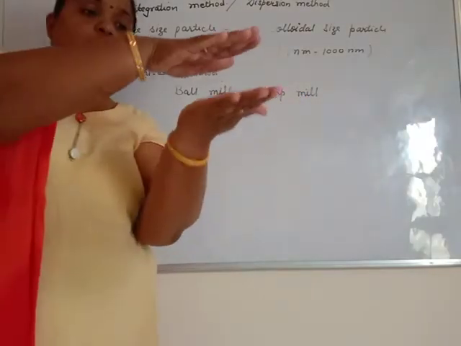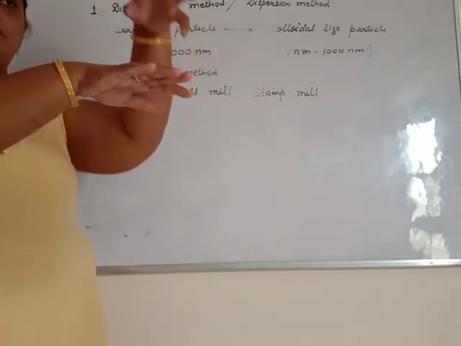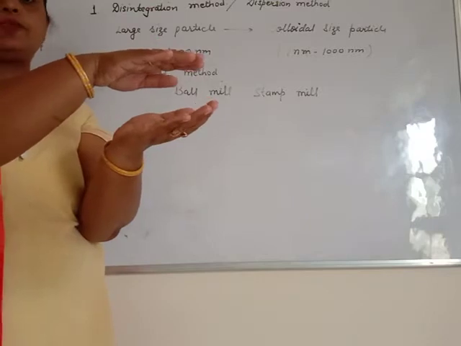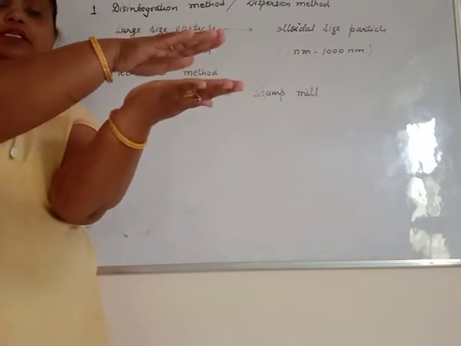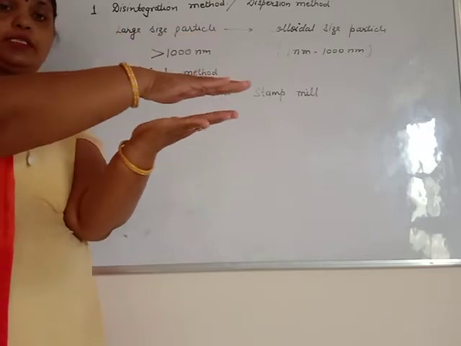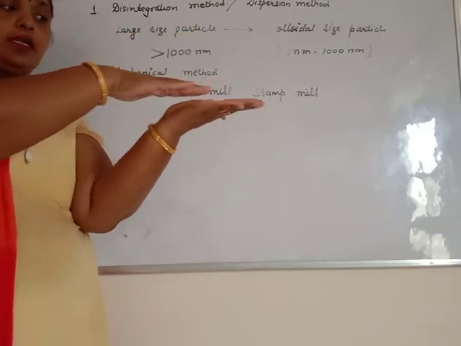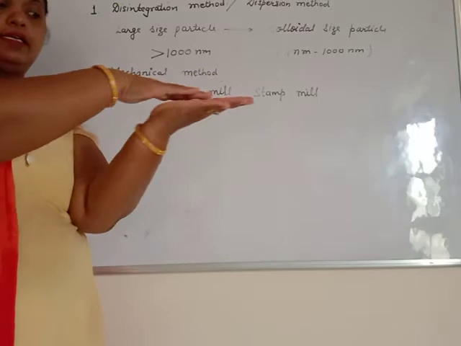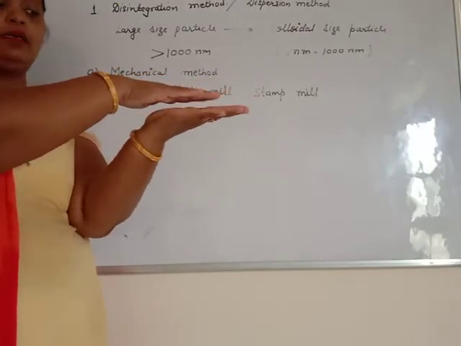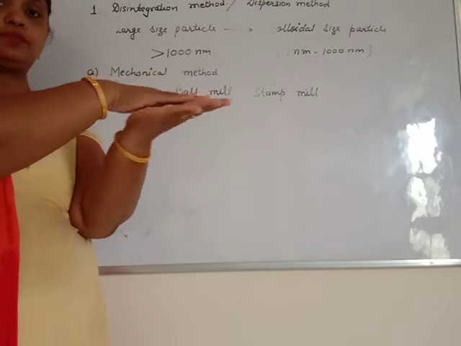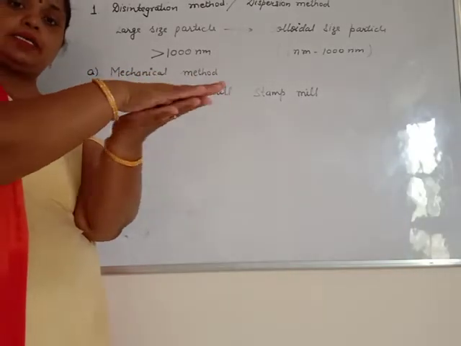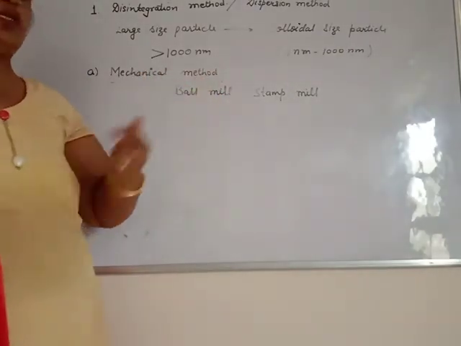And in the case of a ball mill, there are two discs. From the upper disc we add suspension size particles with dispersion medium. These two discs move in opposite direction like this. Larger size particles will be changed into smaller size particles between these two discs, and get dispersed in the dispersion medium, and a colloidal sol is obtained.